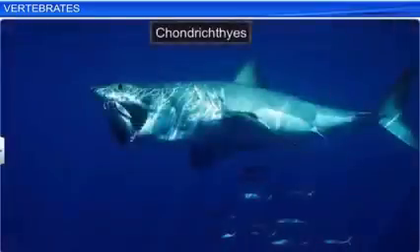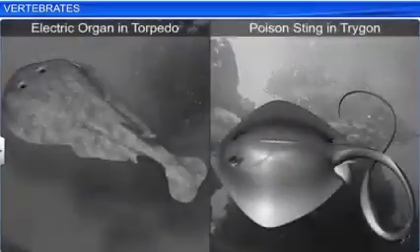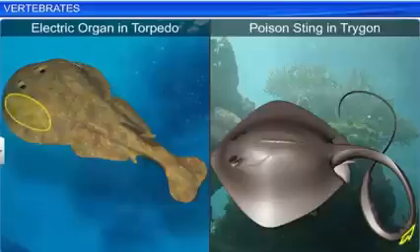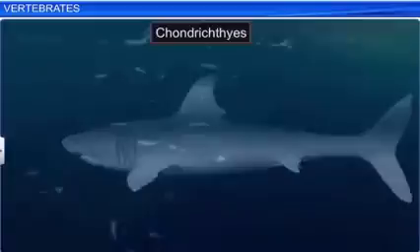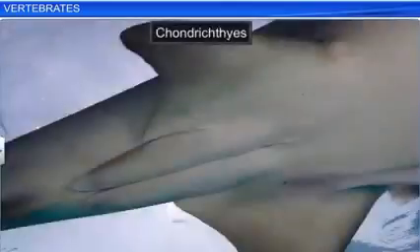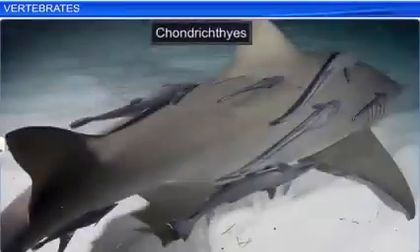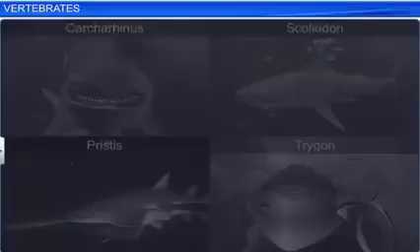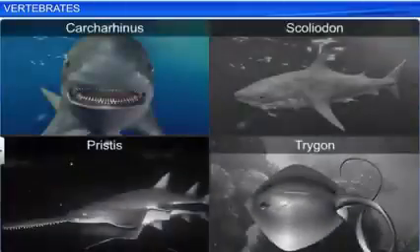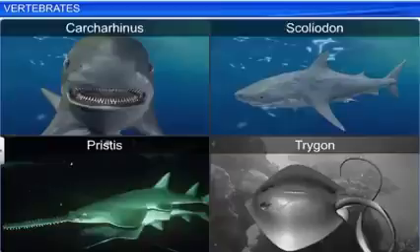They also have powerful jaws that make them good predators. Some of them also have an electric organ or a poison sting to protect themselves from predators. Chondrichthyes are dioecious, and the pelvic fins in males have claspers. Fertilization in these fish is internal, and many of them are viviparous. Carcharinus, Scoliodon, Pristis, and Trygon are examples of this class.